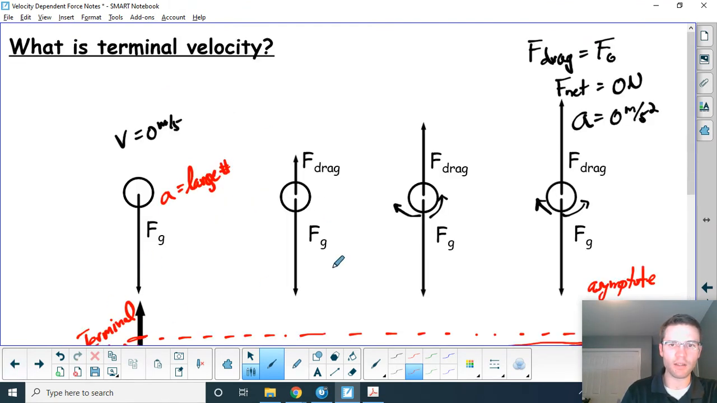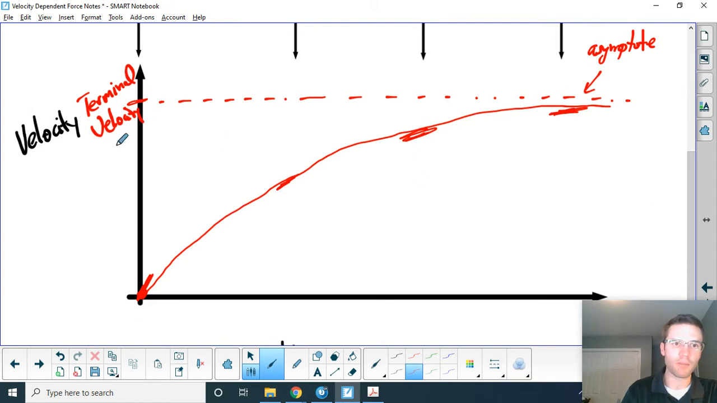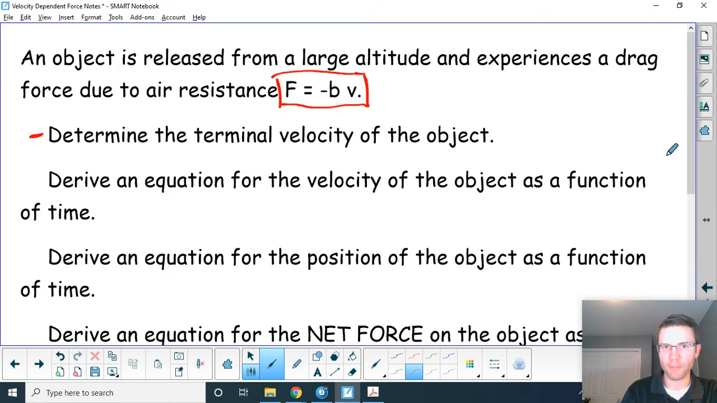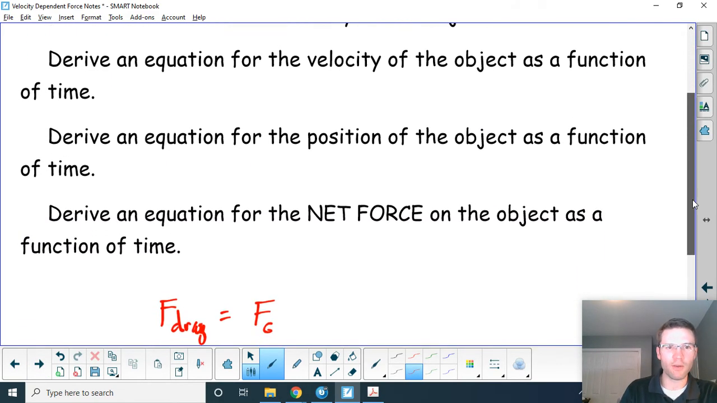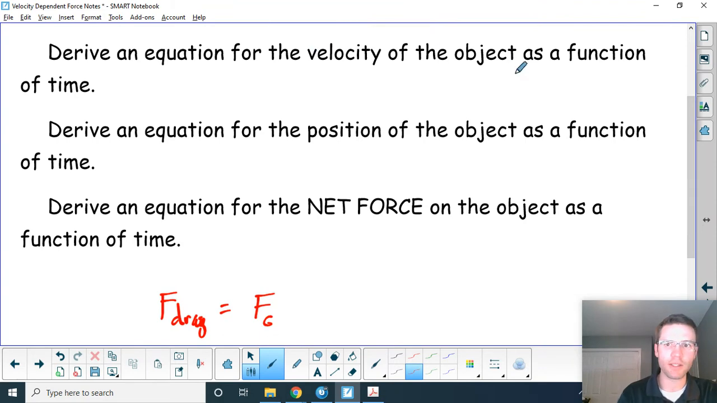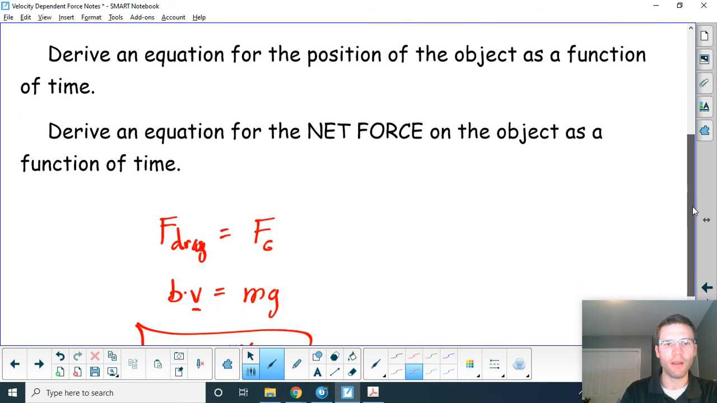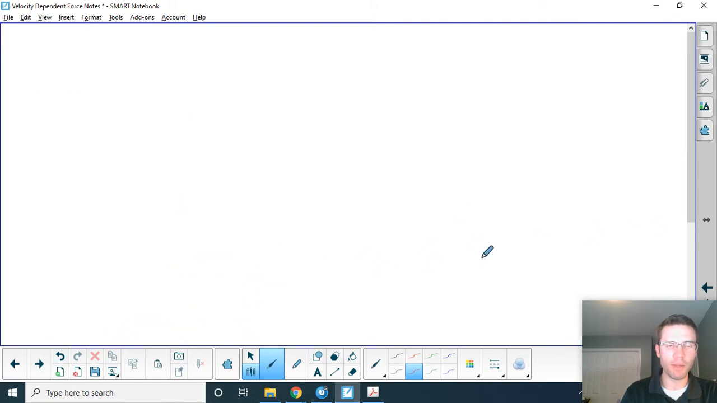And so I could go back to this graph here, and we can label this terminal velocity mg divided by b. Okay, that's how you calculate terminal velocity. That's pretty simple. Now, the hard part is to derive an equation for the velocity of the object as a function of time. We're going to do the same thing that we did in the last problem. I'll do that on a separate page here.